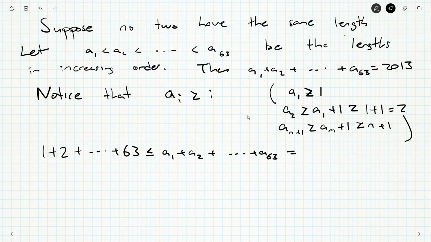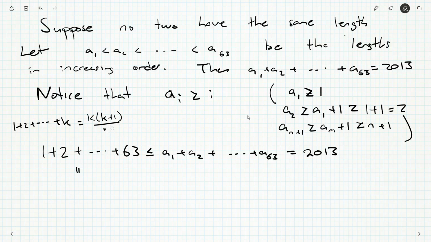And I'm betting that the sum of the first 63 natural numbers is bigger than 2013, because then we'd have a contradiction. The formula for the sum of the first k natural numbers, by the way, if you don't know it, is k times k plus 1 all over 2. So it's a useful formula to know. It popped up on this contest. It pops up on contests every now and again. So that means this is 63 times 64 all over 2. But that's 63 times 32. I have no idea what that is off the top of my head, so we'll just multiply it out.